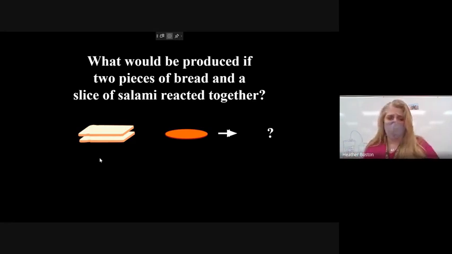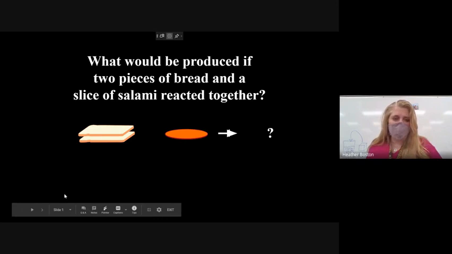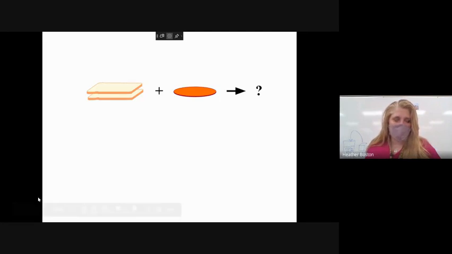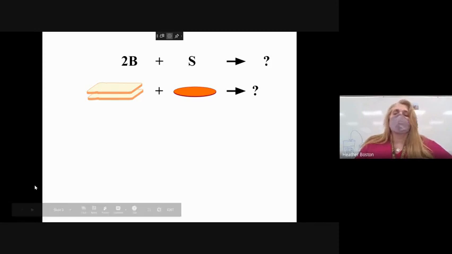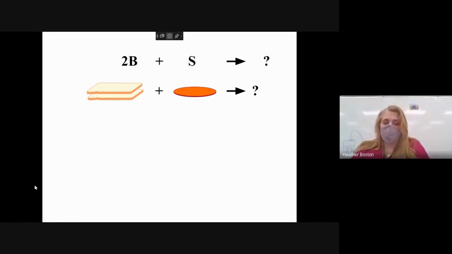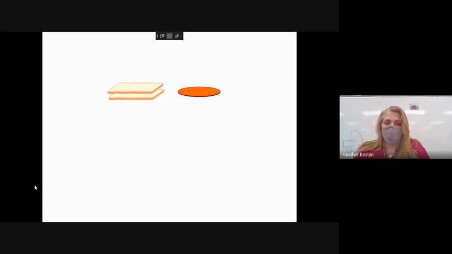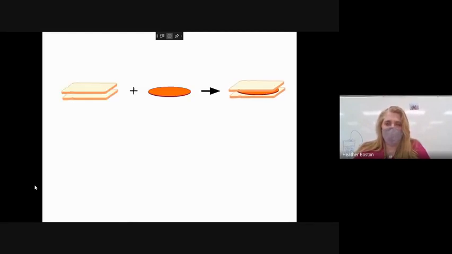So let's talk about it with sandwiches. We're going to produce a salami sandwich. And only in this class would we put one piece of salami on a sandwich, huh? But that's what we're going to do. So we're going to relate this to a chemical equation. We're going to take 2 pieces of bread and 1 piece of salami, put them together, and we will get a sandwich. So 2 pieces of bread, 1 piece of salami make 1 sandwich.